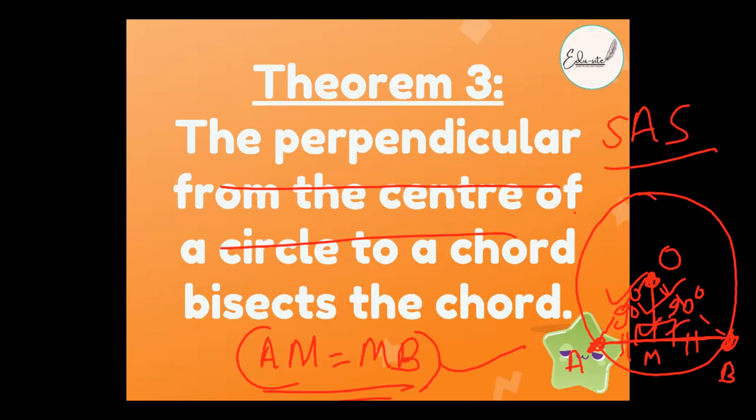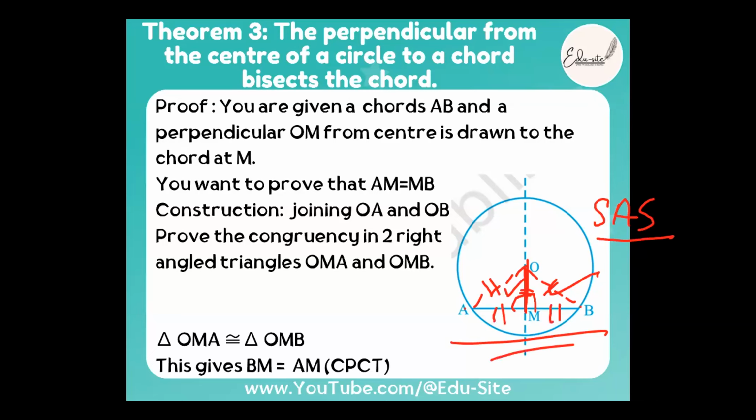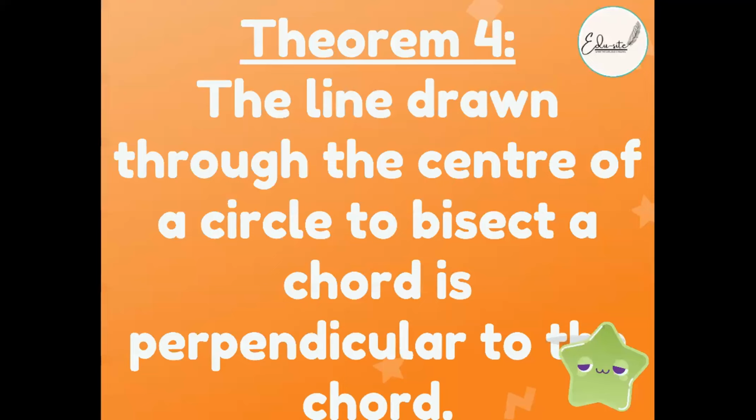Are we done? Any doubts in theorem number 3? No doubts, right? What did we do? We just made a construction here, and we proved this is equal to this. This and this are common sides. And this and this are 90-degree, because this is a perpendicular. So two sides and one angle are equal, hence two triangles are congruent. If two triangles are congruent, AM is equal to MB. So the theorem 3 statement is done. It is nothing but, if a perpendicular is drawn from the center of the circle to the chord, then it bisects the chord. That's all. Correct?